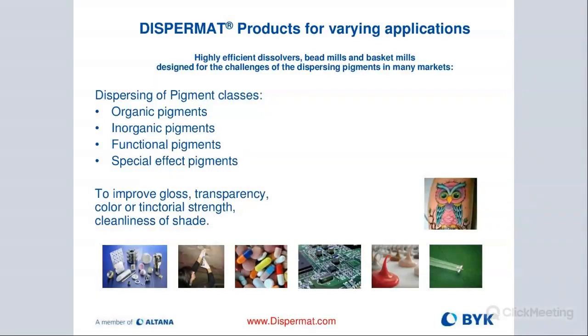A lot more care has to be taken because we don't want to destroy these special effect pigments. If we put too much energy here, or with the media, sometimes they get destroyed, and that's what we want to avoid, to really just maintain the pigment integrity. The goal is really to improve our gloss, transparency, have better color stability, textural strength, or cleanliness of shades. Those are some of the attributes that we're looking for when we're properly dispersing our mill base.